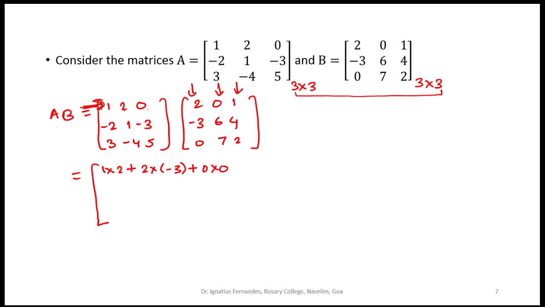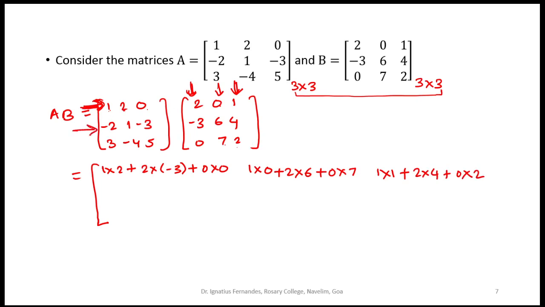Okay, so I have multiplied this row to this column. Next I multiply this row to the second column. So 1 into 0 plus 2 into 6 plus 0 into 7. Next I multiply this row to the last column here. So 1 into 1 plus 2 into 4 plus 0 into 2. So I am done with the first row here of A.